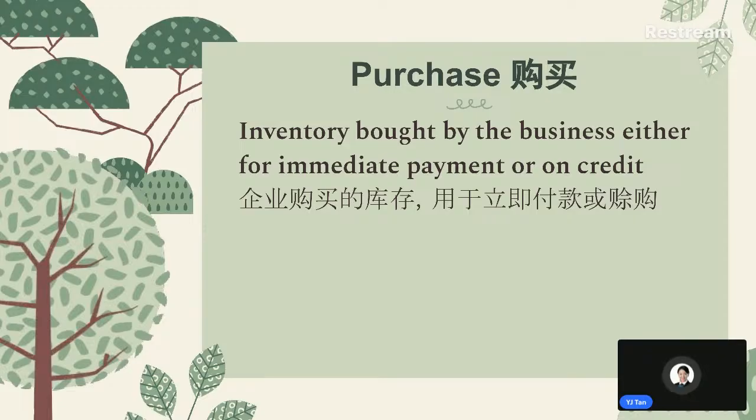Okay, what is a purchase? Inventory bought by the business either for immediate payment, normally by bank account, which means bank transfer, or by cash, where we pay cash to the seller, or on credit. On credit means that you don't pay now and the seller agrees that you temporarily owe the money for a while, normally with certain terms required. For example, the seller says, yes, I'm okay that you don't pay me until 30 days later. That is what on credit means.